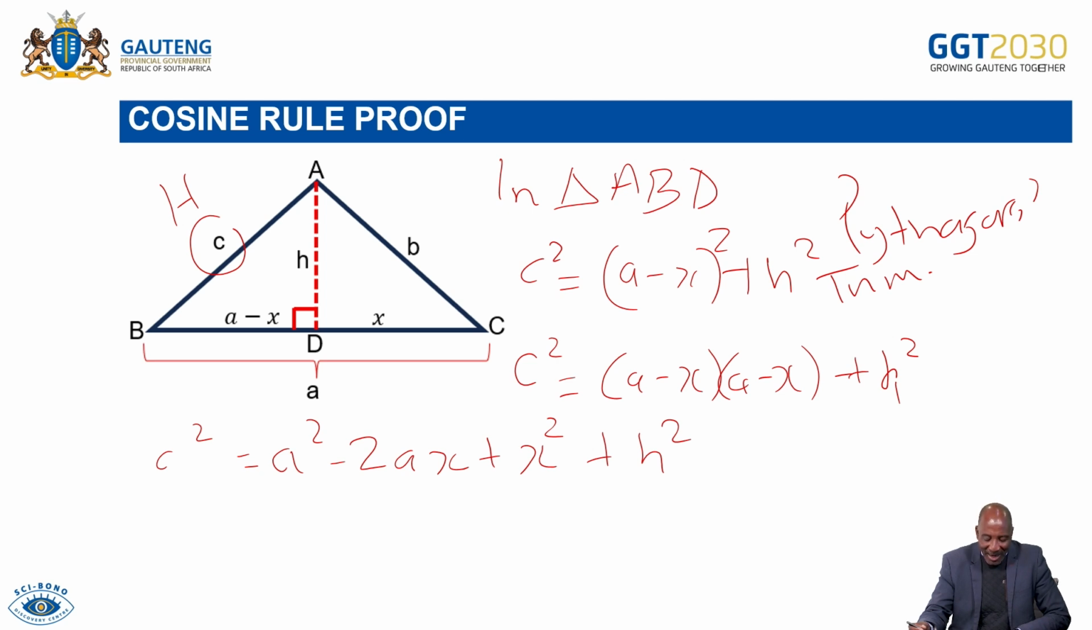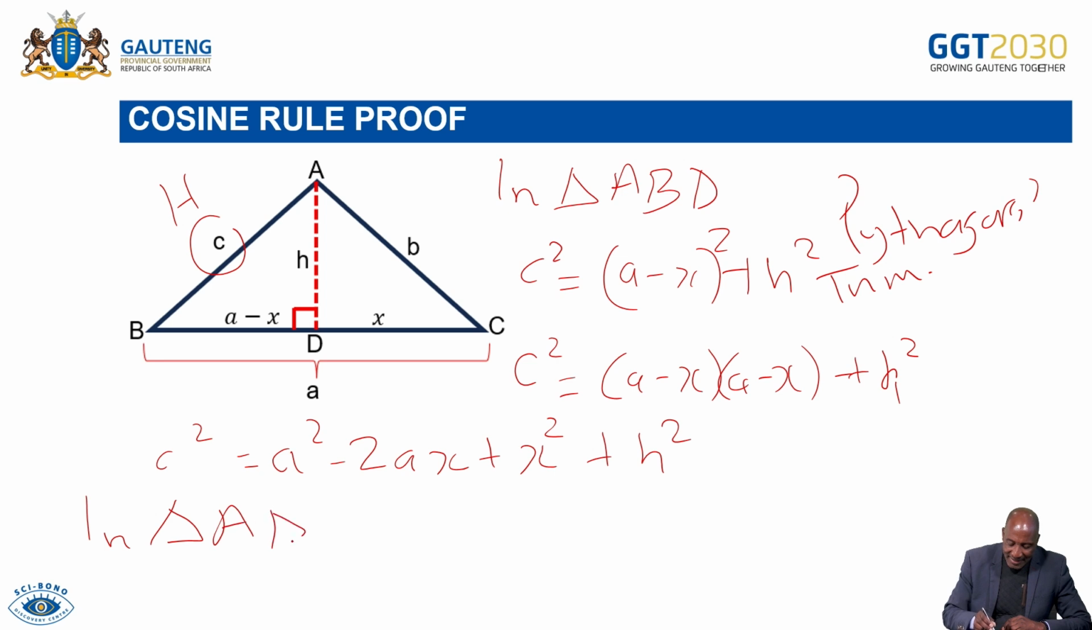I want you to apply Pythagoras theorem there. In triangle ADC, what do we notice? Yes, B squared, the longest side in that triangle, equals H squared plus X squared.